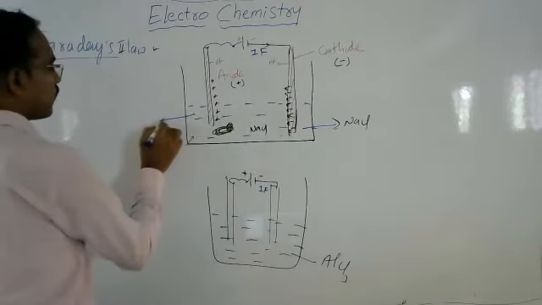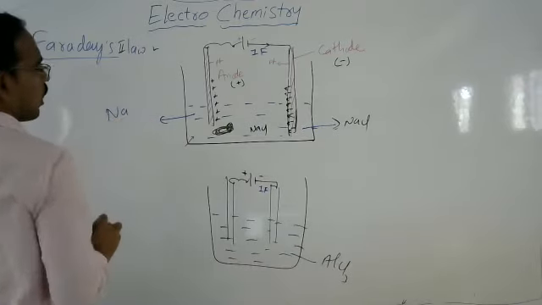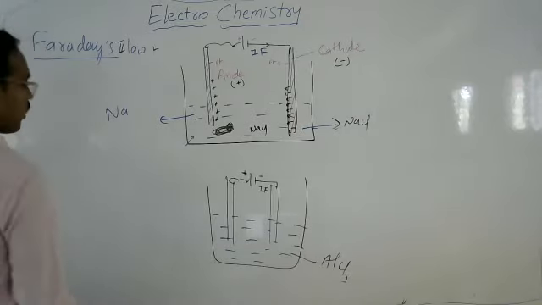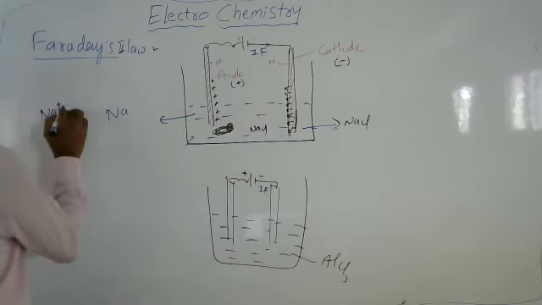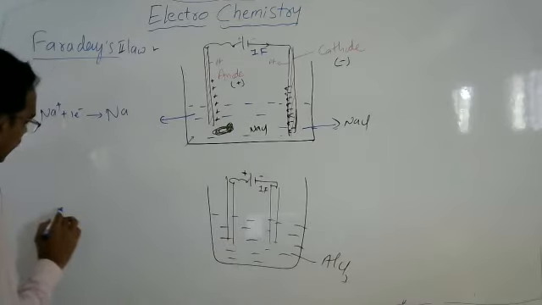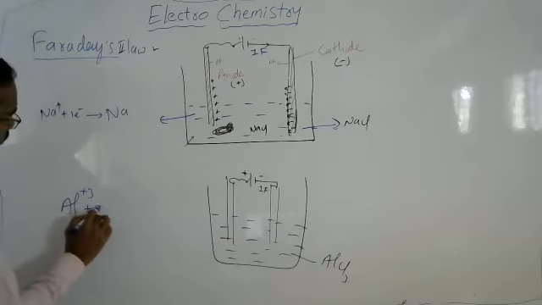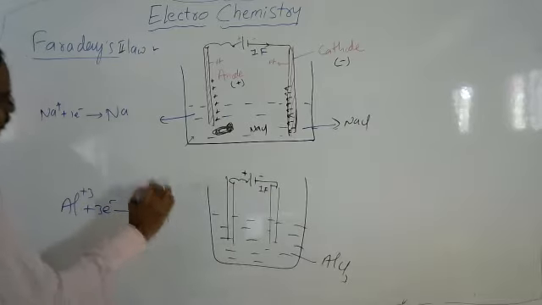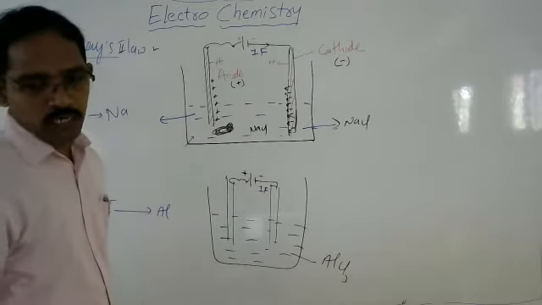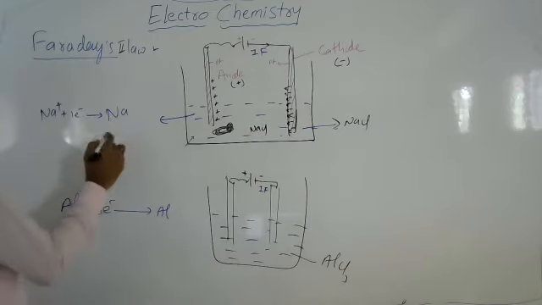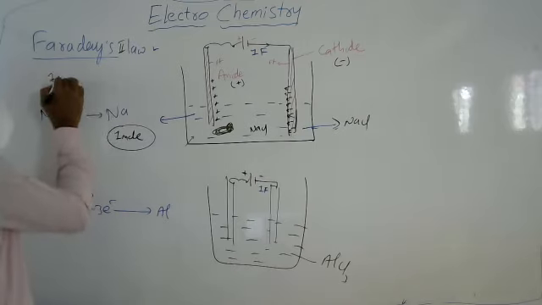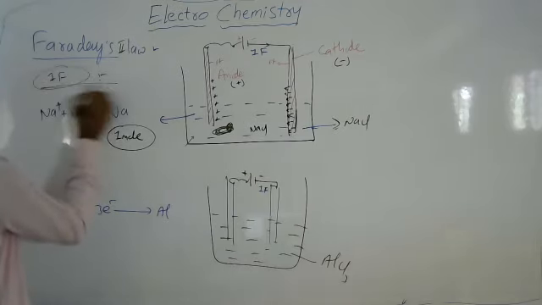Now, how much sodium will get deposited? How many moles? See, 1 Na plus requires 1 electron forming 1 sodium. But in case of aluminum chloride, Al3 plus requires 3 electrons forming 1 aluminum. If I use 1 farad current here, 1 farad current means 1 mole electrons. So how many moles will deposit here? 1 mole deposits.